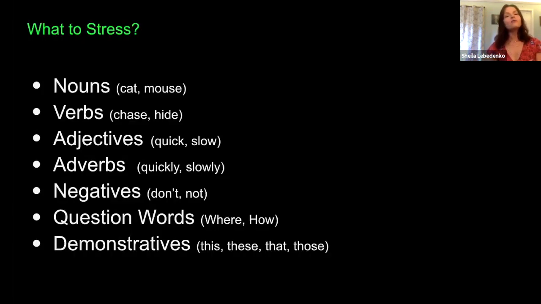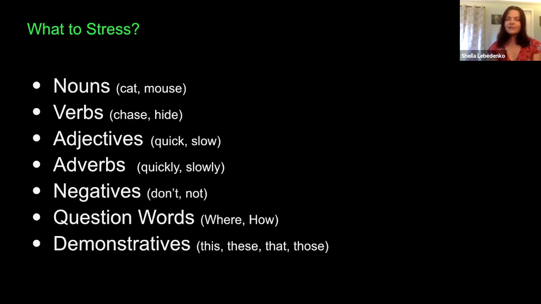Now we have to learn what to stress. So I said we stress nouns like a cat or a mouse. We stress verbs like chase or hide. We stress adjectives like quick, slow, adverbs like quickly, slowly. We stress all the negatives too, like don't, can't, not, won't, shouldn't, any kind of negative. And we stress question words like where, how, when, why.